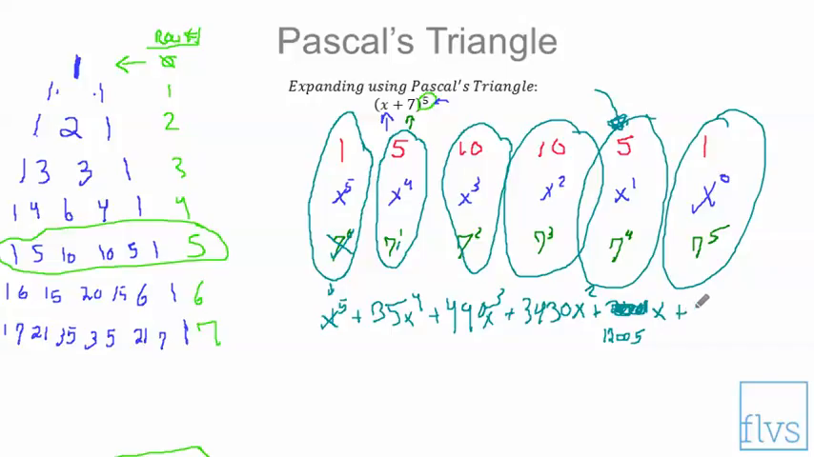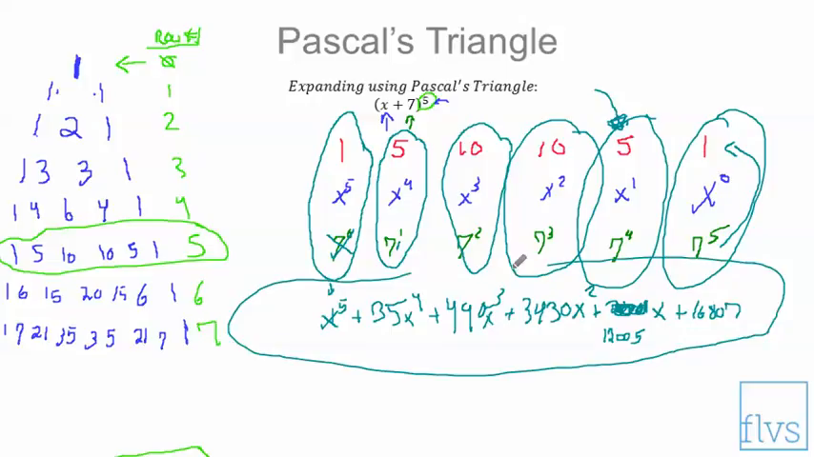Now we can go to the last one, which is 7 to the 5th. So you got 7 times 7 times 7 times 7 times 7. And you get 16,807 times 1, which is also 16,807. And x to the 0 power is just 1, so that times 1 is just itself, so no x's. So this is the answer when you have x plus 7 multiplied by itself 5 times.